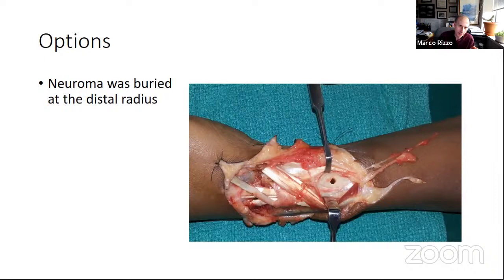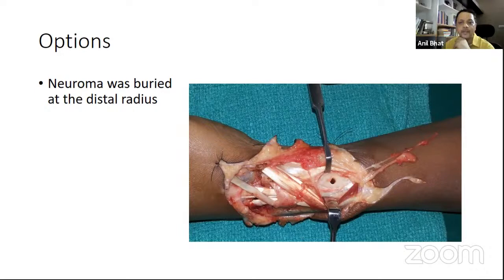Ashwath, can we have the next case, last case? 10 minutes, guys. Yeah. Okay, I'll present this.